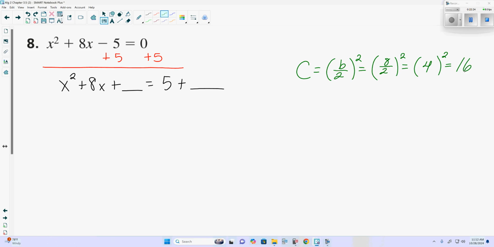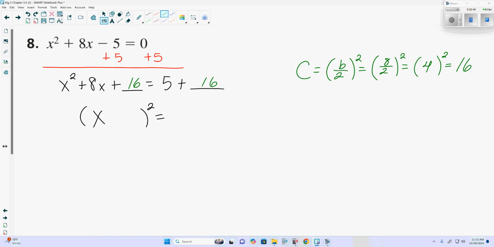You're good? Because b over 2 squared, we could plug all that into the calculator, let it do it for us. But having that 8 divided by 2 and finding out that that's positive 4 helps us be able to factor this quadratic into our single set of parentheses squared.